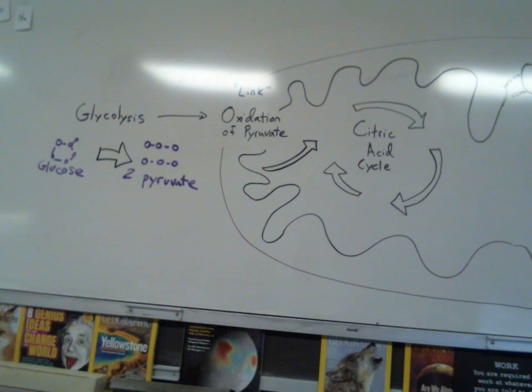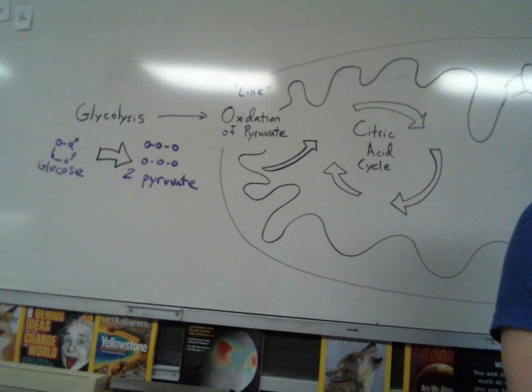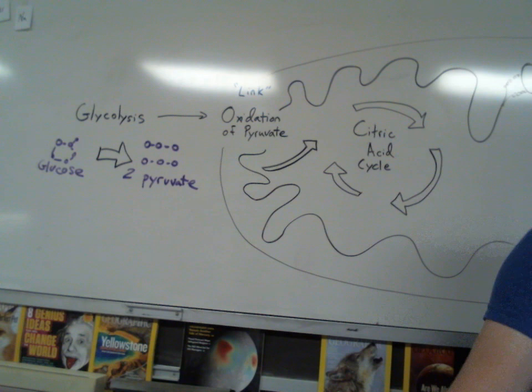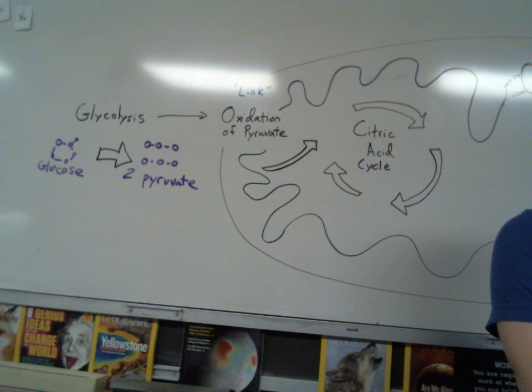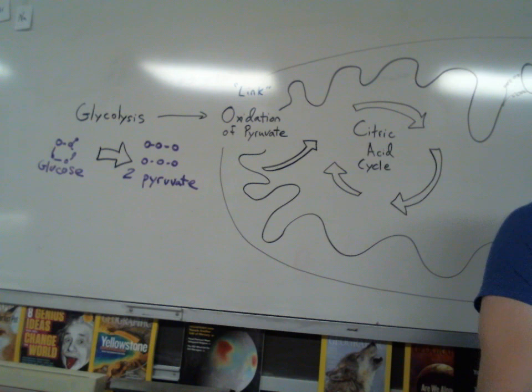So glycolysis, what did we just make? Two pyruvate. We took our glucose and did what to it? We broke it in half. By doing that, what do we get out of it? What kind of energy? How many ATP? A net gain of 2. We got 4 out of it, but we used 2 in the process, because this reaction is a little bit endergonic and a little bit exergonic.